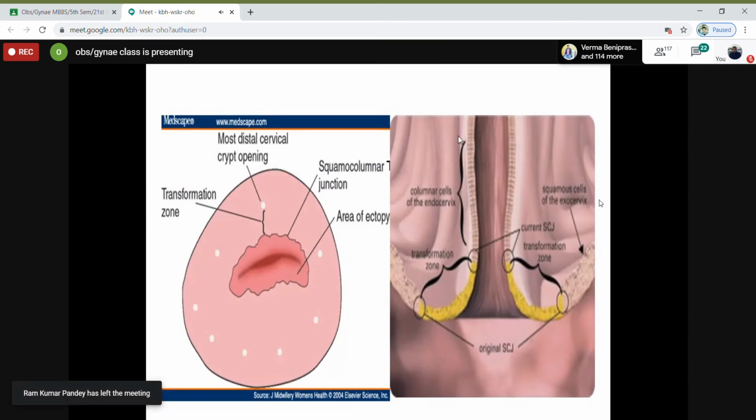The same thing here, you can see this part. This part is the transformation zone. Is it clear now? Is it better? See, this is the cervical canal. Over here you have the columnar cells of the endocervix. From here you have the ectocervix, that is squamous cells over here. So this part here, and here, is squamous cells, and in between is the transformation zone.